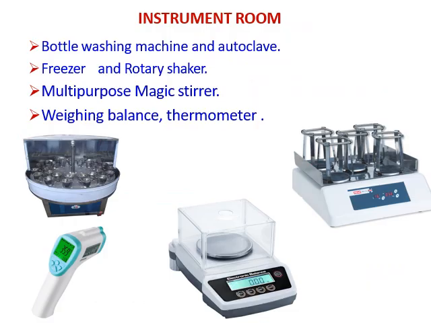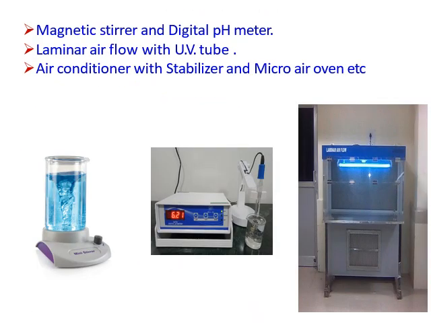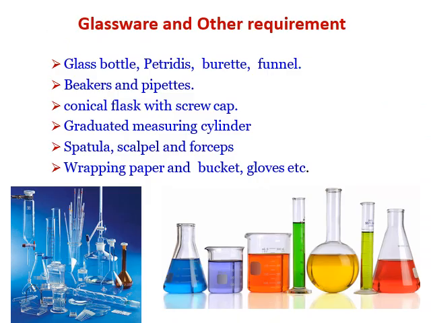This is the instrument room. These are the instruments which are required for performing some experiments during the culture or after the culture. That is washing machines or autoclaves, the freezer, rotator shaker, then a multi-purpose magnetic stirrer, weighing balance, thermometer, and microscope, and whatever you want, it has to be there. The magnetic stirrer, digital pH meter, laminar flow chamber, UV chamber, air condition with the stabilizer, and other things.